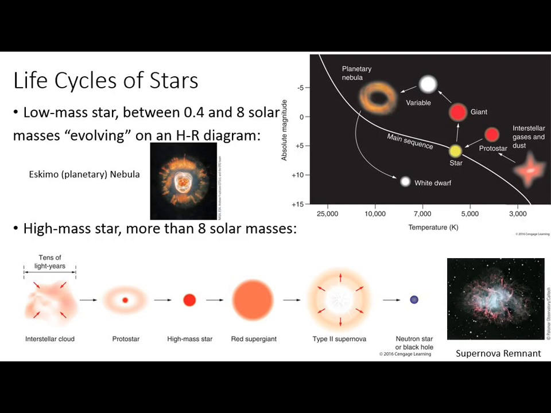This right here is actually the guts of a supermassive star or a high mass star. This is a supernova remnant. I believe that is Messier Object 1, M1, and I think it's called the Crab Nebula.